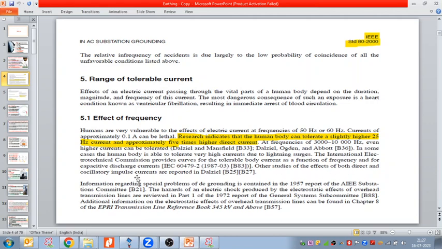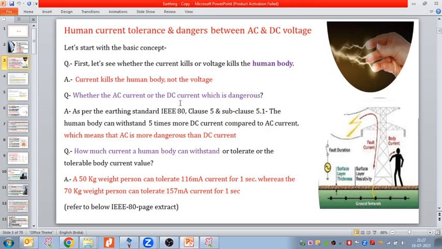The International Electrotechnical Commission (IEC) provides curves for tolerable body current as a function of frequency. So please, this is important. Current is a function of the frequency and the timing as well: how much current for how much time a human body can tolerate. This is for quick reference. So the current is hazardous compared to the voltage, and AC current is more dangerous compared to the DC current, as per the IEEE. And how much current a human body can withstand or tolerate is the tolerable body current value.